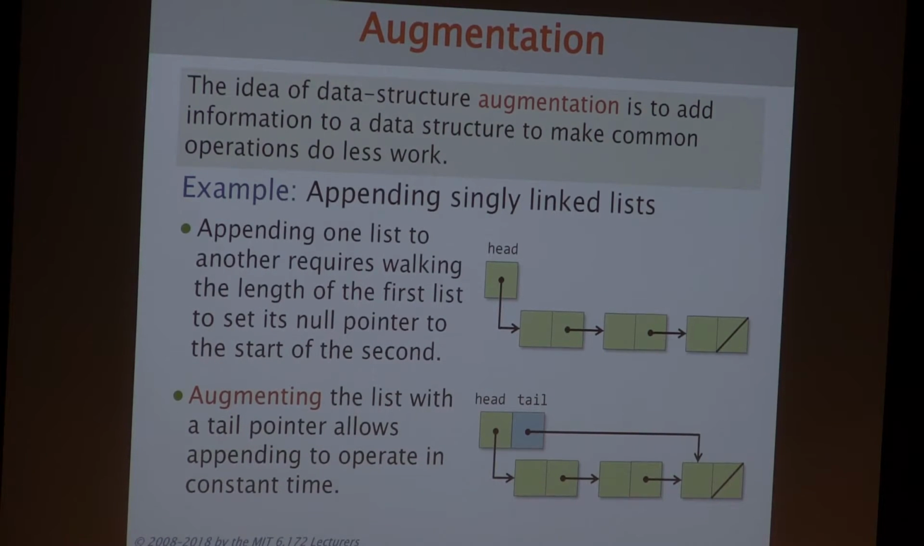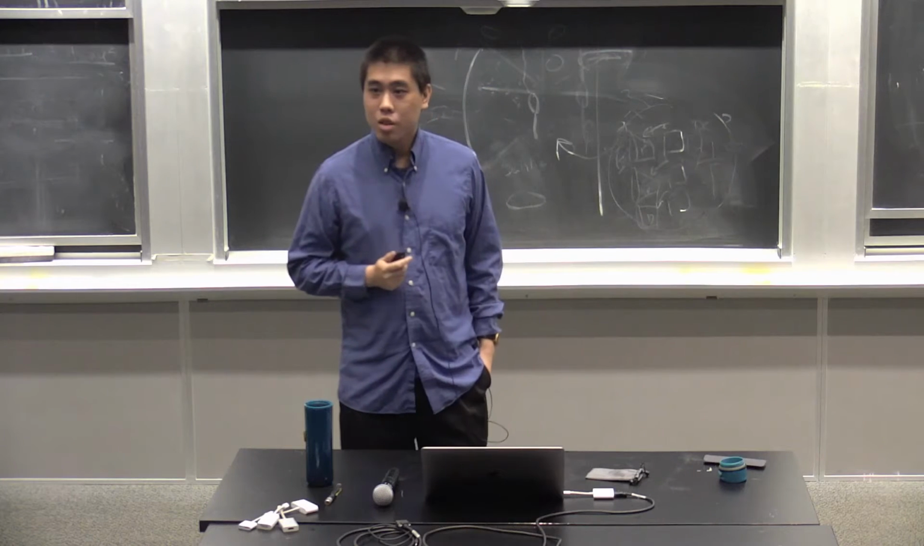And now you can just append two lists in constant time, because you can access the last element in the list by following the tail pointer, and then now you just change the successor pointer of the last element to point to the head of the second list. And then now you also have to update the tail to point to the end of the second list. OK, so that's the idea of data structure augmentation. We added a little bit of extra information to the data structure such that now appending two lists is much more efficient than in the original method where we only had a head pointer. Questions?